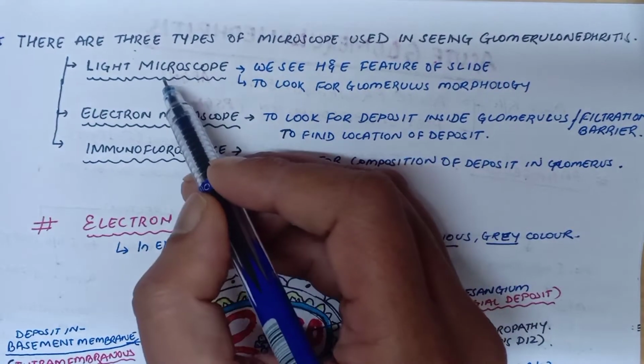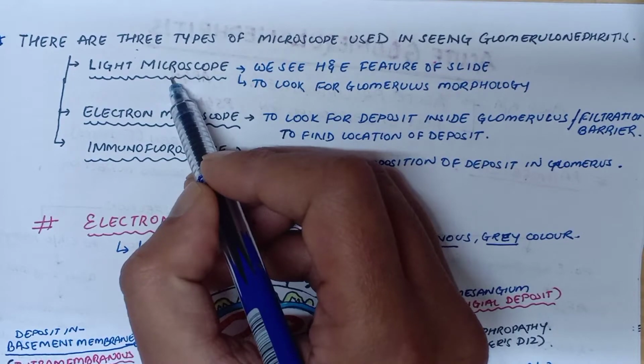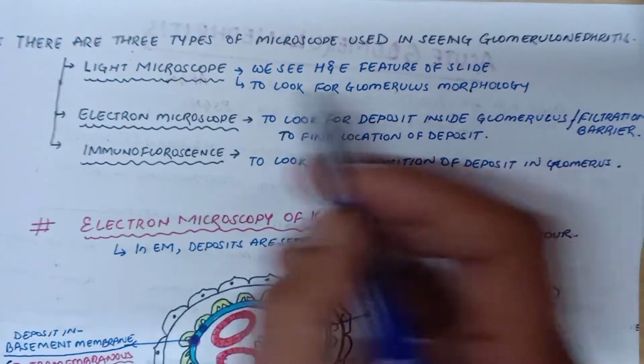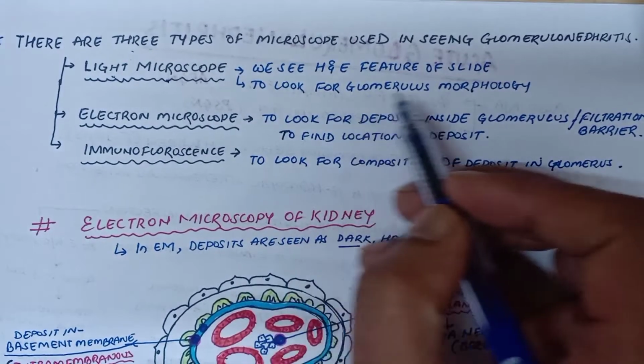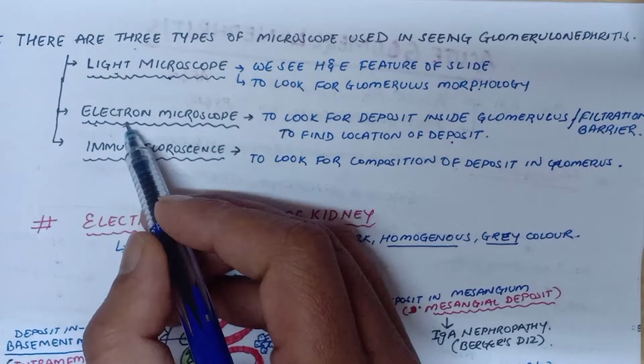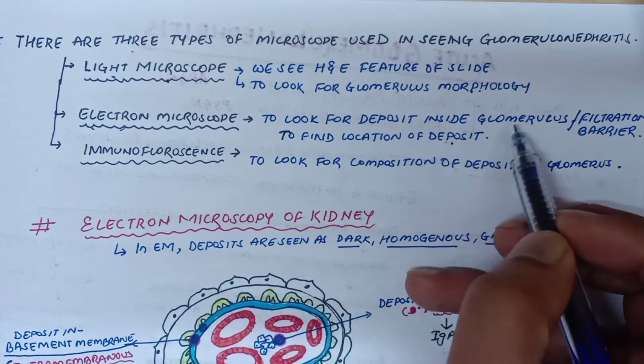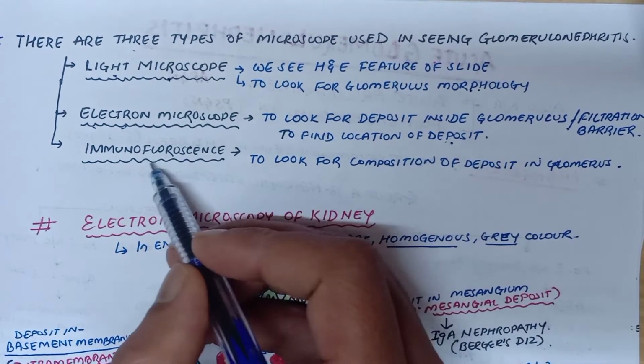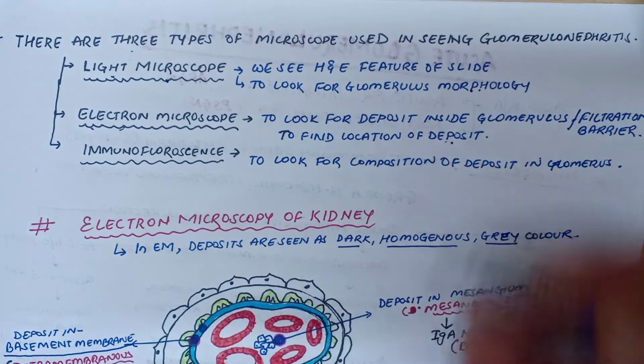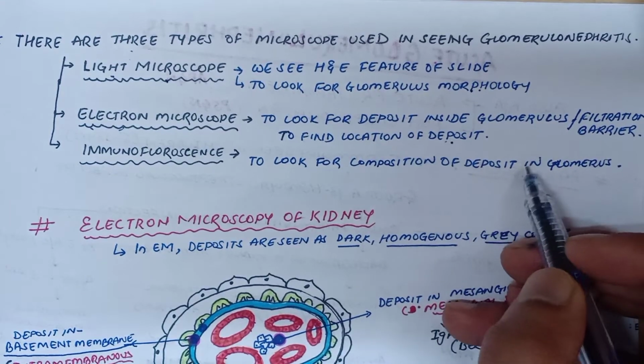So the light microscope is used to look for glomerulus morphology. The electron microscope is used to find the location of deposit inside the glomerulus or filtration barrier, whereas immunofluorescence is used to look for the composition of deposit in the glomerulus.